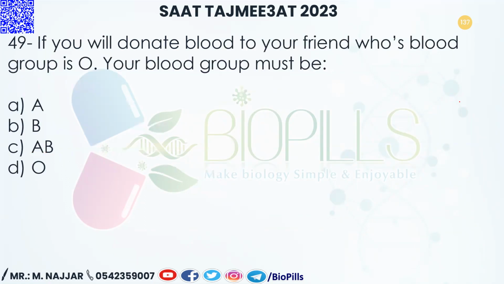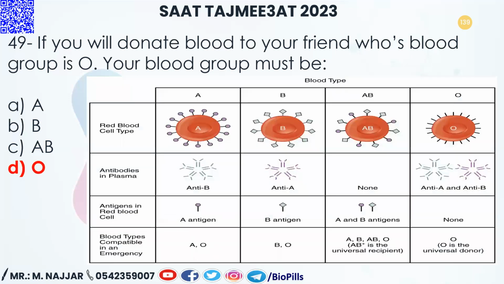If you will donate blood to your friend whose blood group is O, your blood must be O, because the plasma of the patient has both antibodies A and B. So you have to give him something that lacks any antigens, and the only blood group that lacks any antigen is blood group O. Yes, blood group O, the RBCs that you are donating have no antigens.